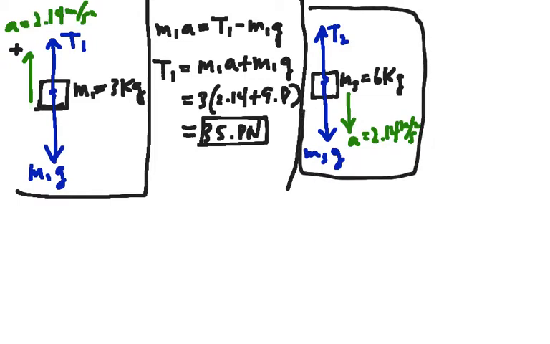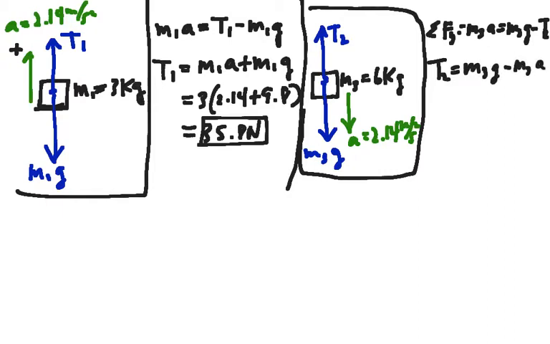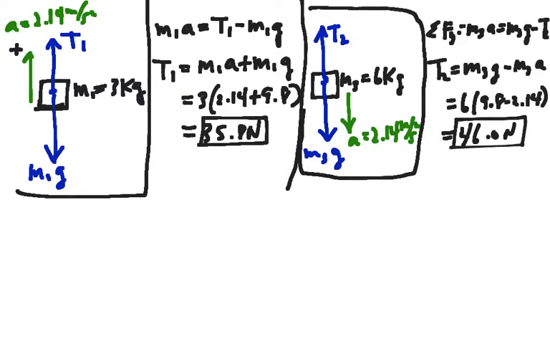If I were to set up Newton's second law based on this, I would say that the summation of all the forces in the y direction is equal to m3a, and that is equal to m3g minus tension 2. So I would say that tension 2 is equal to m3g minus m3a. That's going to equal 6 times (9.8 minus 2.14), and that is equal to 46.0 newtons. So that is the tension in the cord 2. And that's our answer for part B.